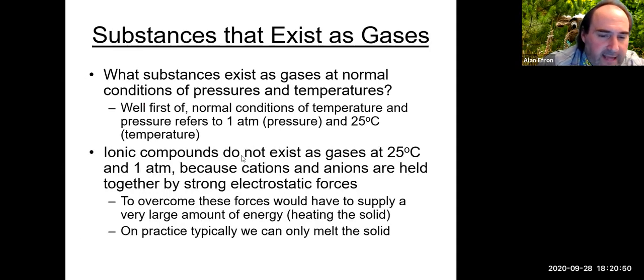So let's talk about gases and things that exist in the gas phase. When we talk about normal conditions and room temperature conditions, what we're really referring to is a pressure of 1 atm. ATM is an atmosphere. That's a unit of pressure. And 25 degrees Celsius is normal, standard room temperature conditions.